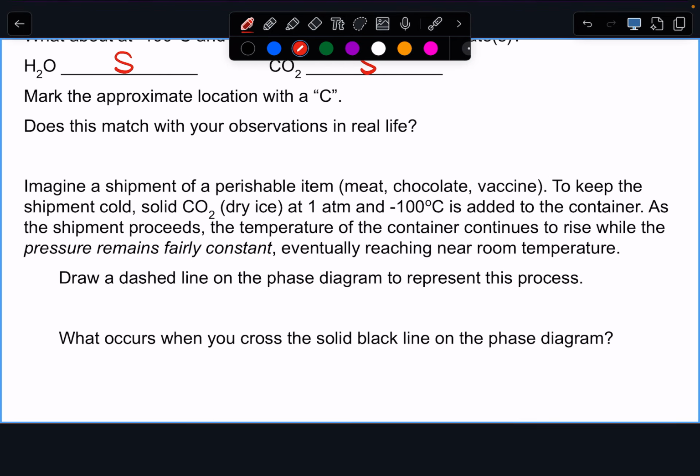Do you want me to leave the question showing or the diagram? The question, okay.